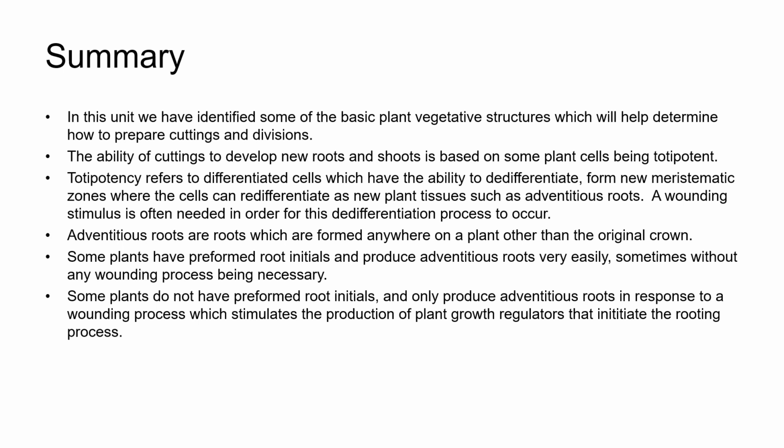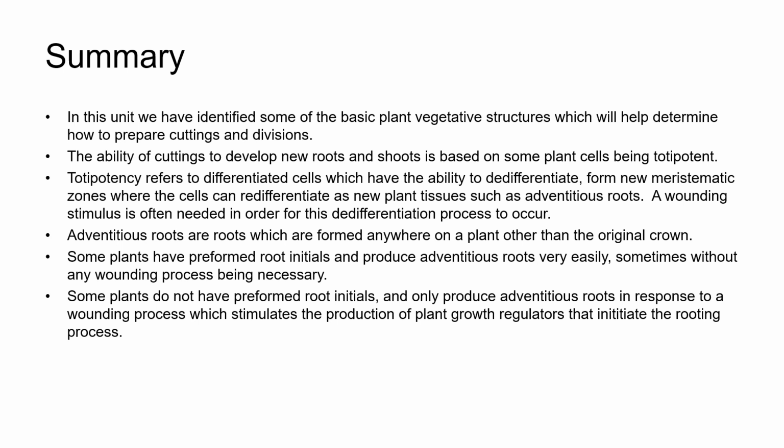Totipotency refers to differentiated cells which have the ability to dedifferentiate, form new meristematic zones where the cells can redifferentiate as new plant tissues, such as adventitious roots. A wounding stimulus is often needed in order for this dedifferentiation process to occur. Adventitious roots are roots which are formed anywhere on a plant other than the original crown.